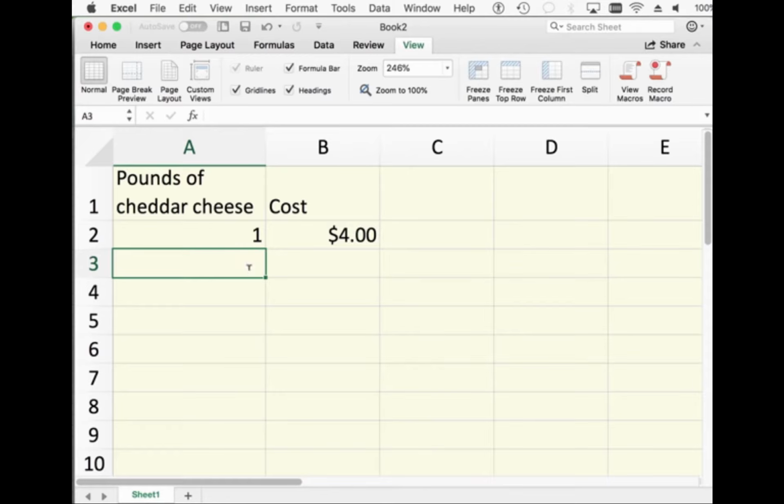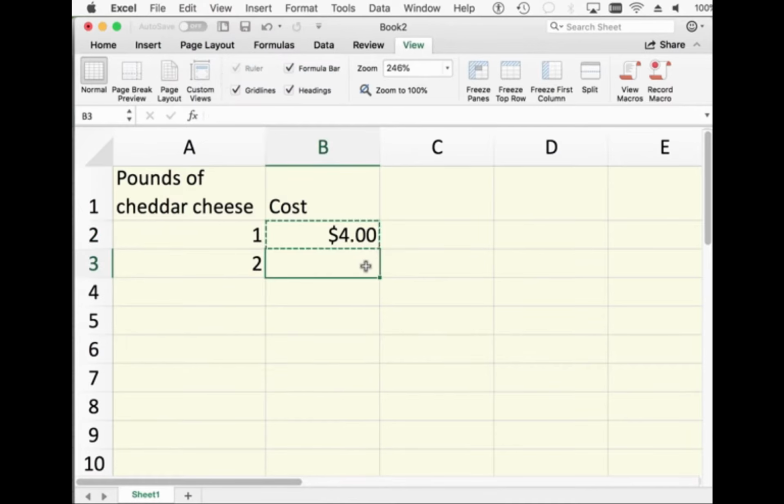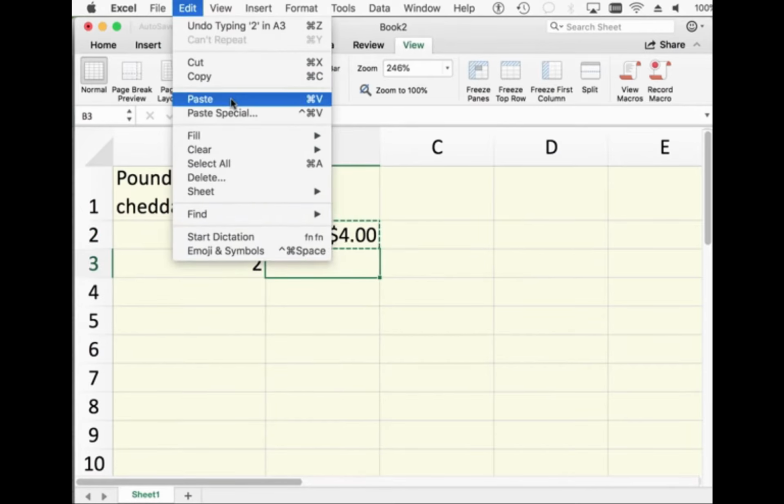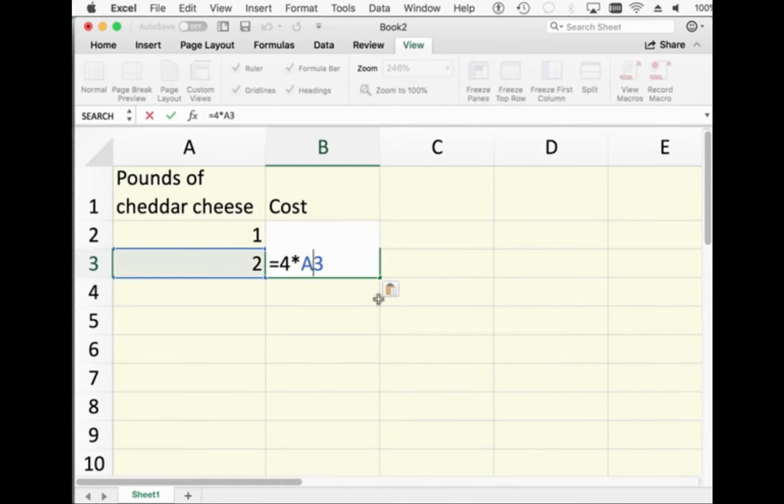So for 2 pounds of cheese, instead of retyping the formula, we can copy it. So we can edit, copy, and it spins around, and then paste it, and then it already got to 8. And you can drag it down and get several at once, but of course there's not much in column A yet, so we can't do that yet. So now it's already changed it for you. The blue writing has changed from A2 to A3.